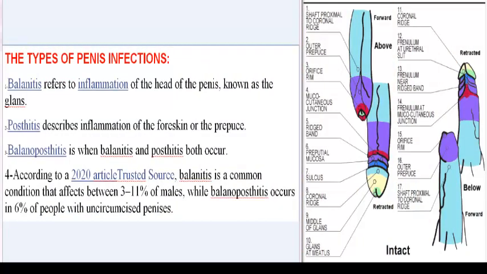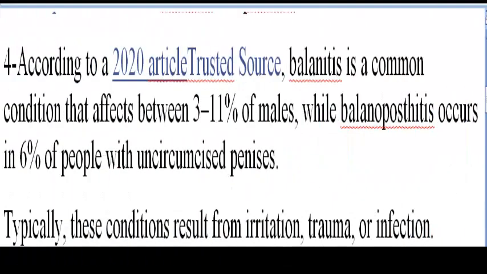The types of penis infections. 1. Balanitis refers to inflammation of the head of the penis, known as the glans. 2. Posthitis describes inflammation of the foreskin or the prepuce. 3. Balanoposthitis is when balanitis and posthitis both occur. 4. According to a 2020 article, balanitis is a common condition that affects between 3 to 11% of males, while balanoposthitis occurs in 6% of people with uncircumcised penises.